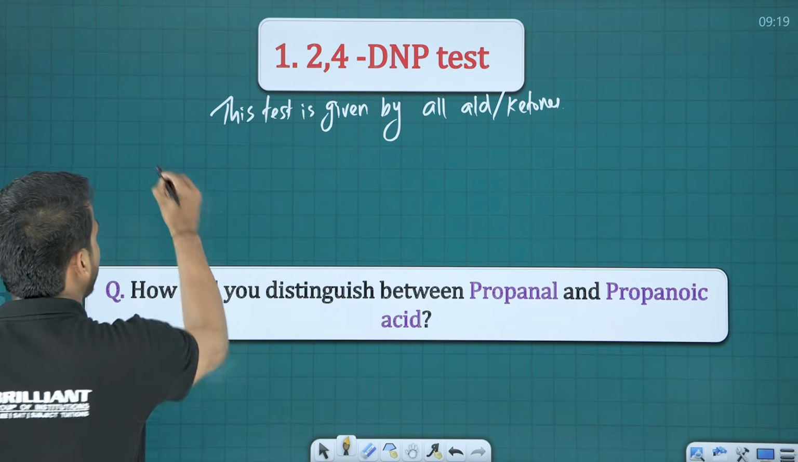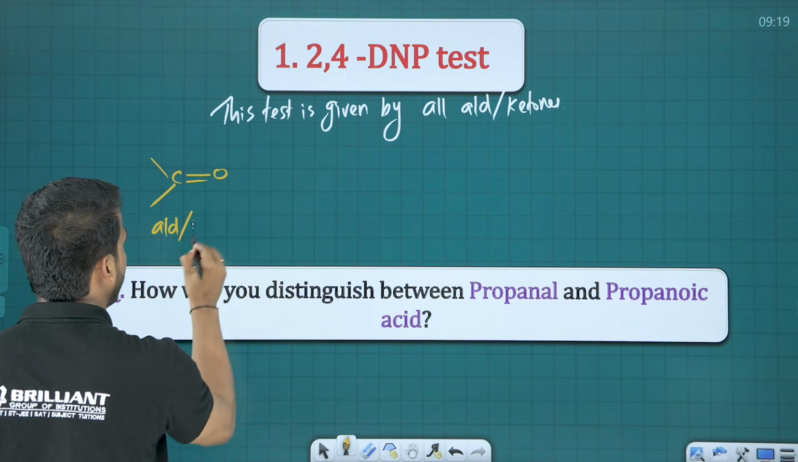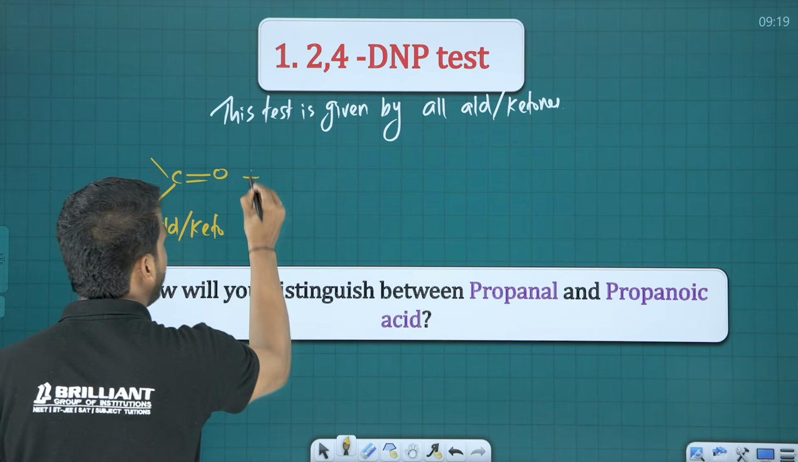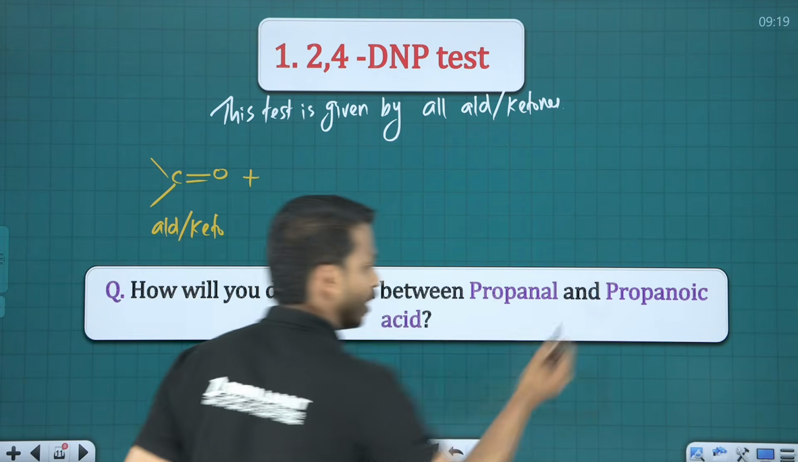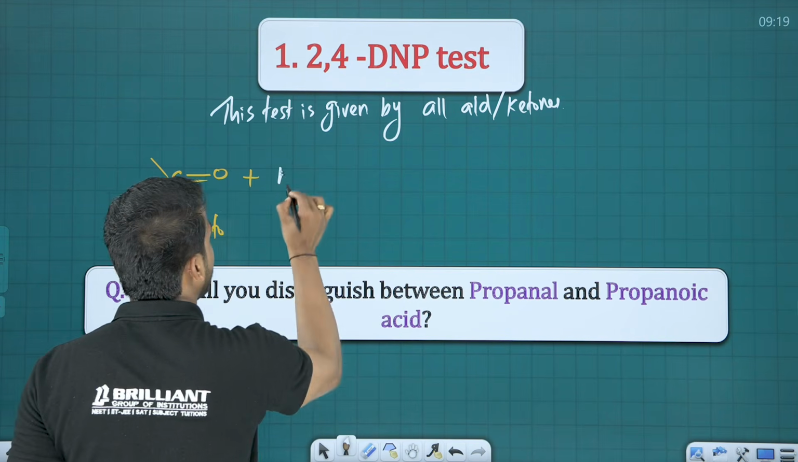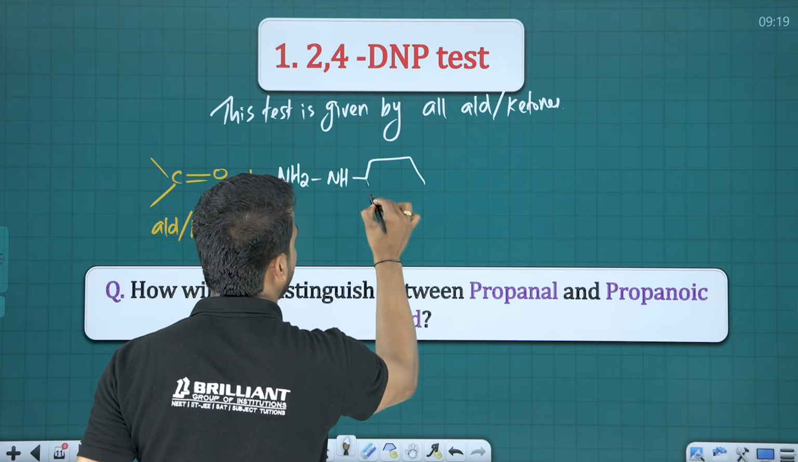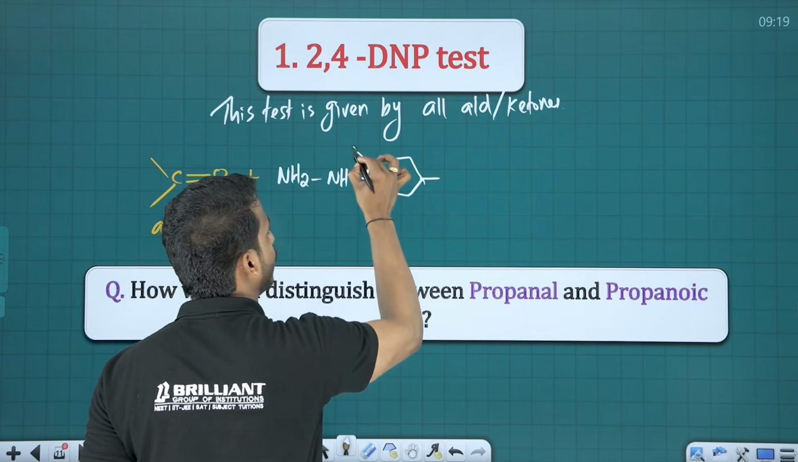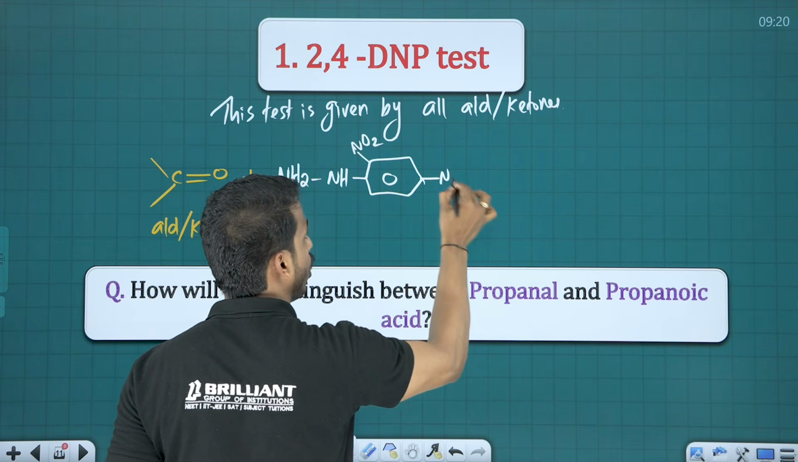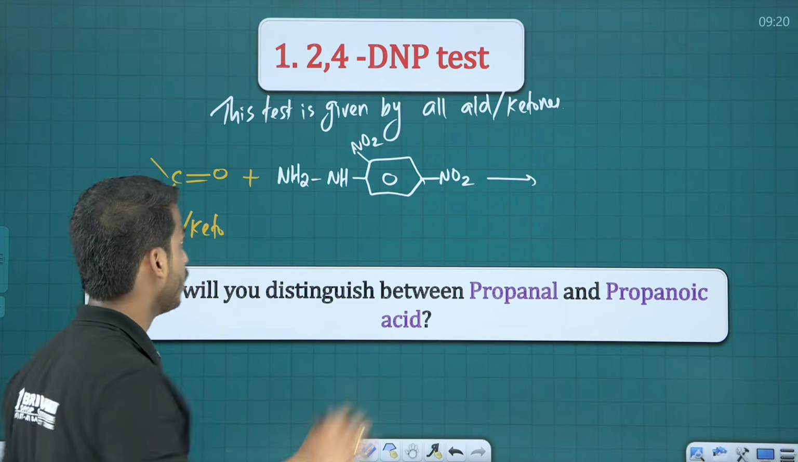What is the test? Take your aldehyde and ketone. It can be any aldehyde or ketone. Let me react with 2,4-DNP. What is the structure? Come on, my dear. You studied in the chapter, right? NH2, NH, and then a phenyl ring. This is called phenylhydrazine. Where second and fourth position have nitro groups. This is called 2,4-dinitrophenylhydrazine.